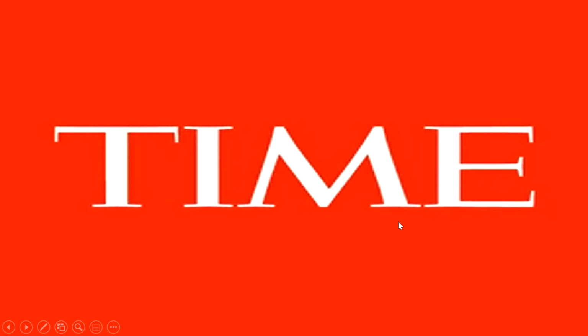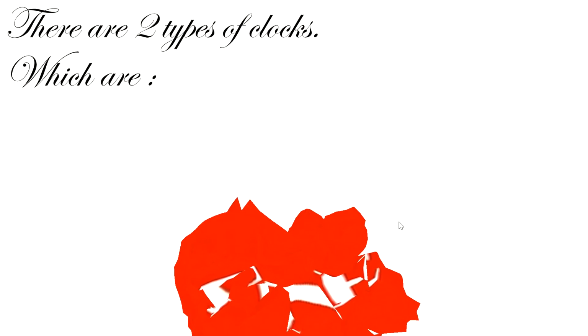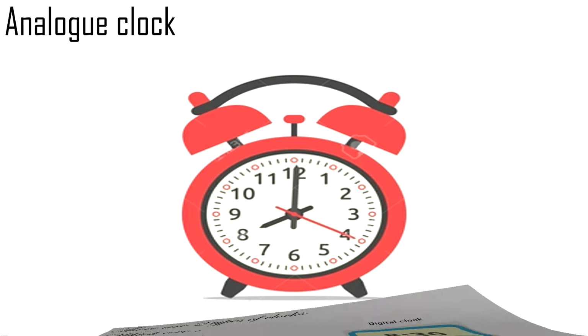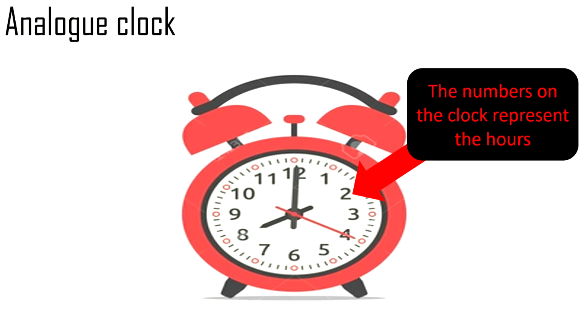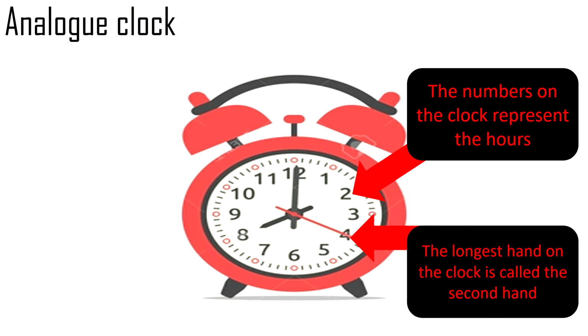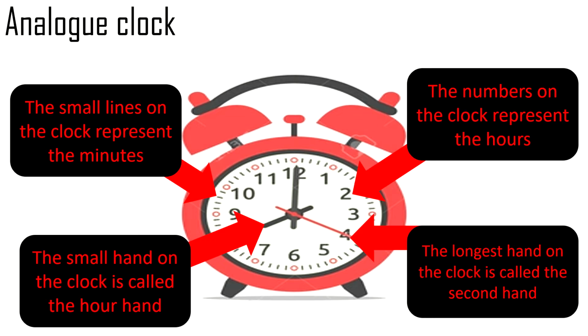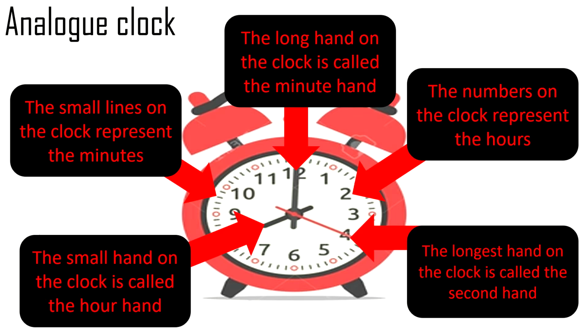So now let's get started. Okay, so there are two types of clocks, which are analog clock and digital clock. Analog clock. The numbers on the clock represent the hours. The longest hand on the clock is called the second hand. The small hand on the clock is called the hour hand. The small lines on the clock represent the minutes, and the long hand on the clock is called the minute hand.